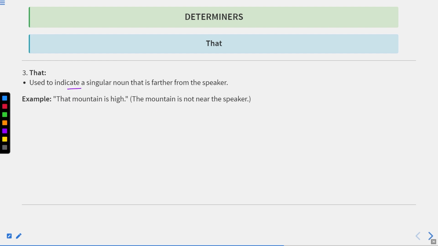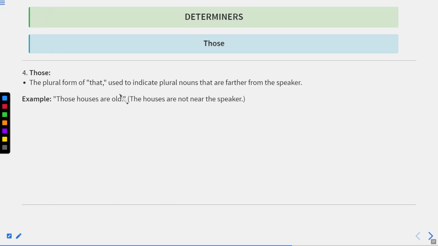That, used to indicate a singular noun that is farther from the speaker. That mountain's peak is high. Those refers to the plural form of that, used to indicate plural nouns that are farther from the speaker. Example: those houses are old. The houses are not near the speaker.